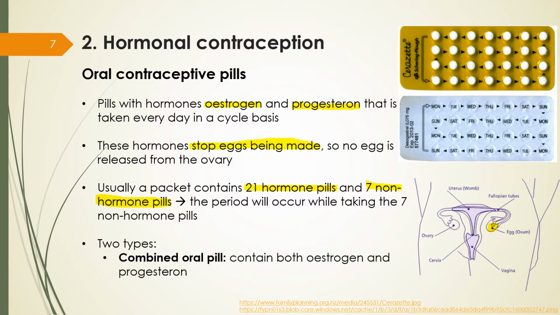There are also two types of oral contraceptive pills: the combined oral pill that contains both estrogen and progesterone, which are similar to the hormones that you naturally produce, and the progesterone-only pill that contains only progesterone. This one is usually better because you are taking less, and this progesterone doesn't create as many side effects. But you always need to check with your doctor which one is better for you.